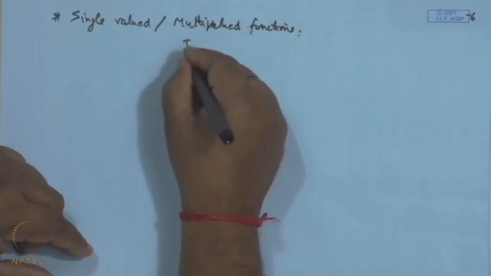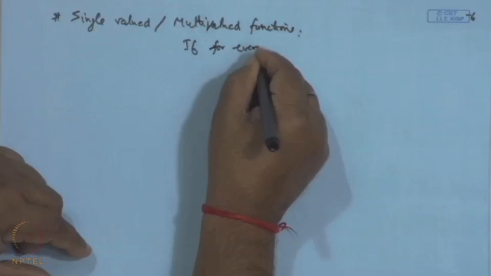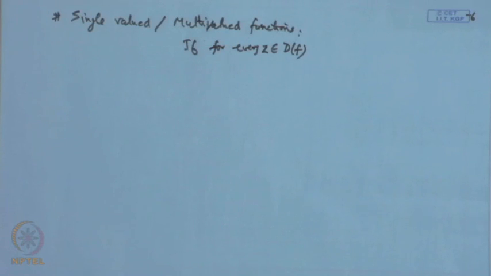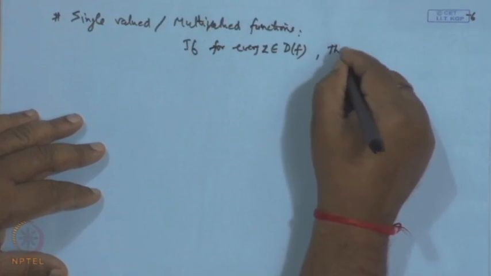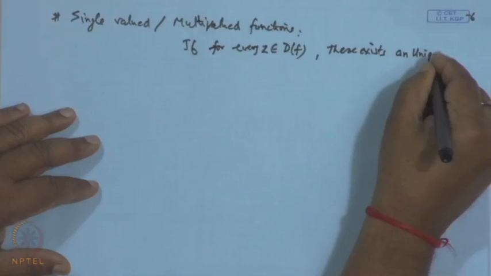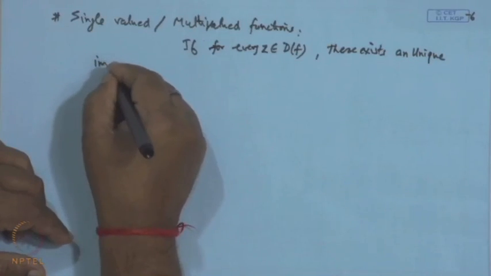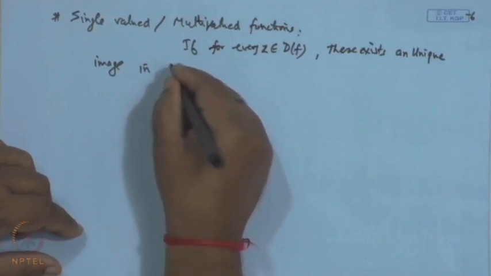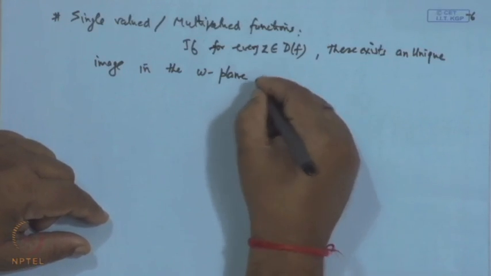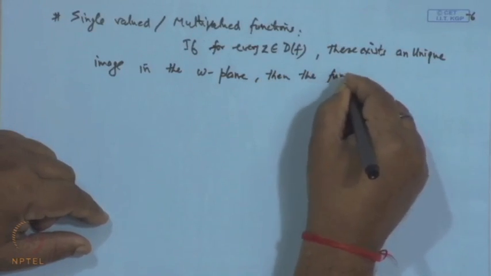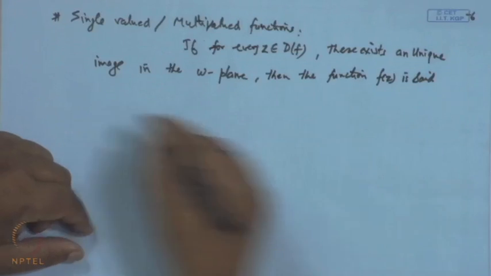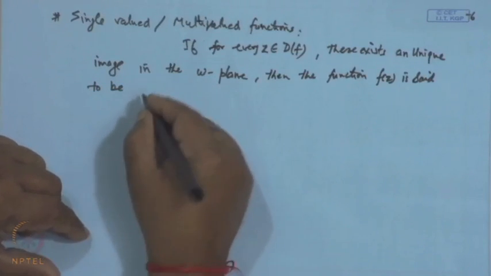So, what are the single valued functions? If for every z belonging to the domain of f, I am writing domain of f or S, where the domain, there exists a unique image in the w plane, then the function f(z) is said to be a single valued function.